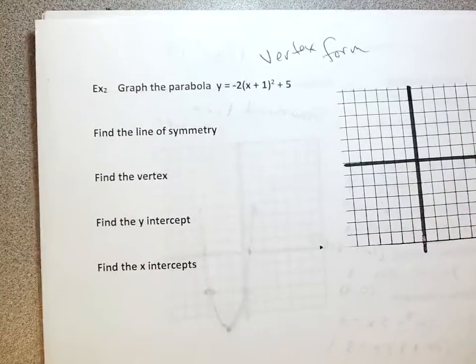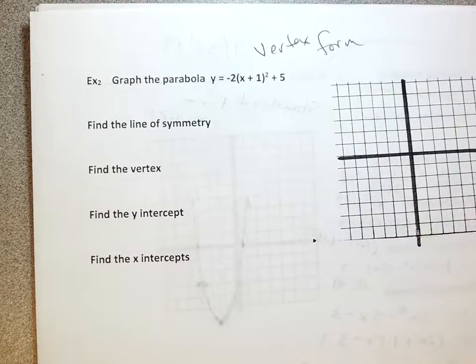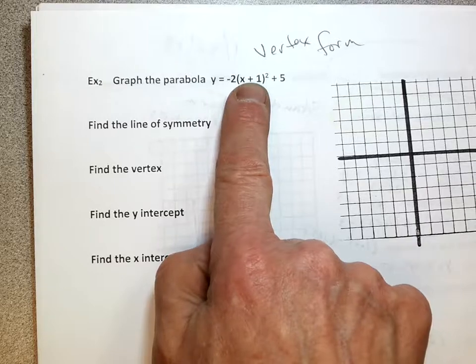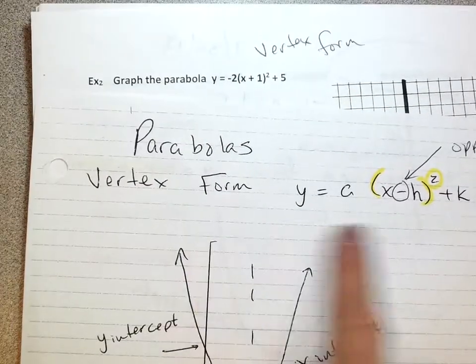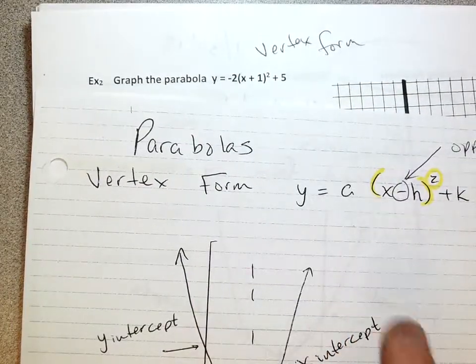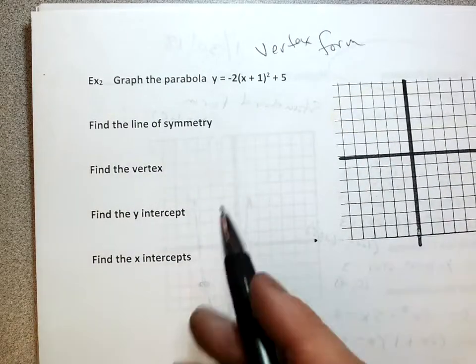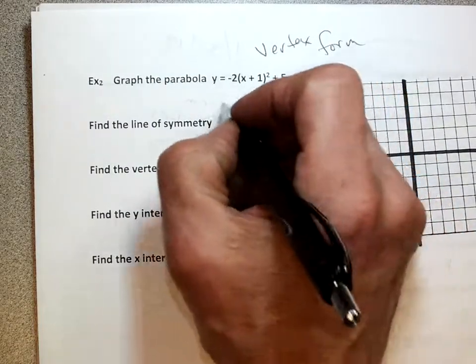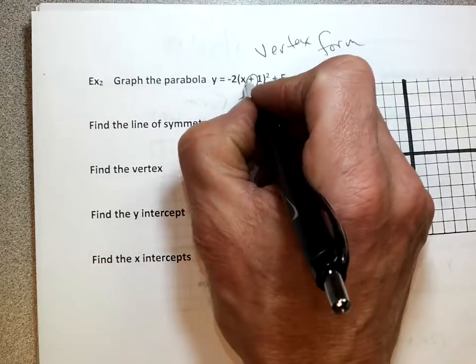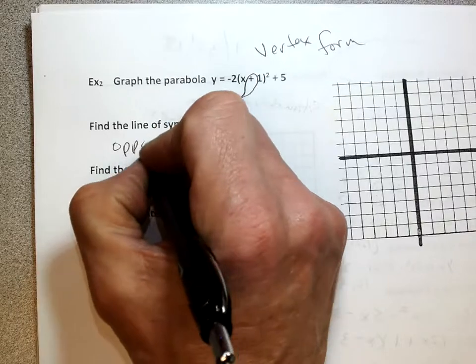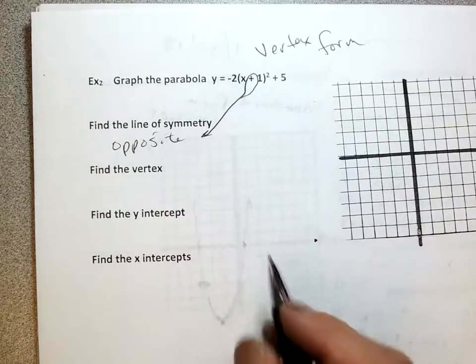Alright, now, example 2 is in the other form, isn't it? You see the parentheses quantity squared? So this one's in vertex form, right? This one is actually easier to do because the vertex, so first of all, the line of symmetry is the opposite. It's got to be the opposite.